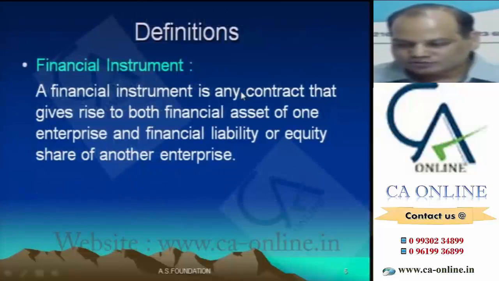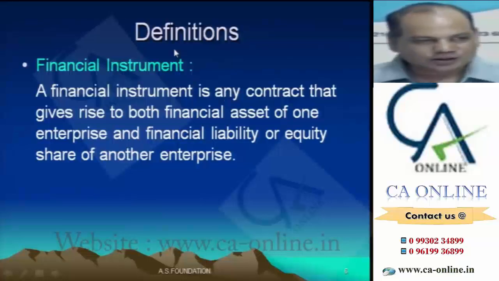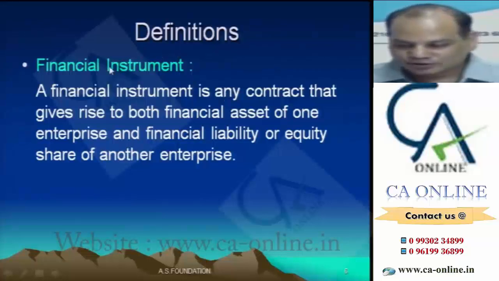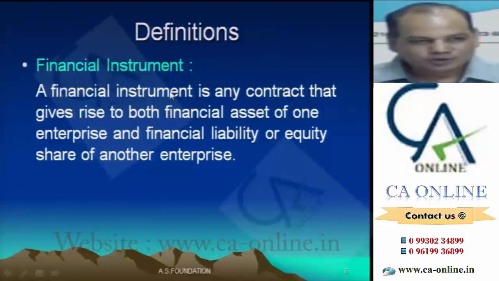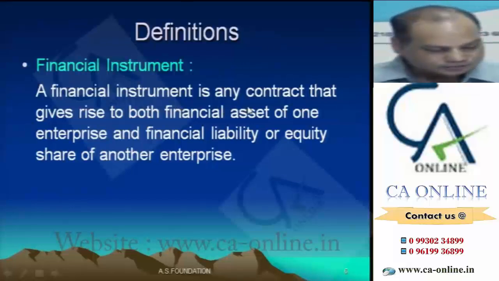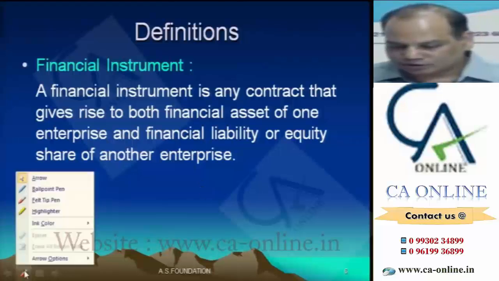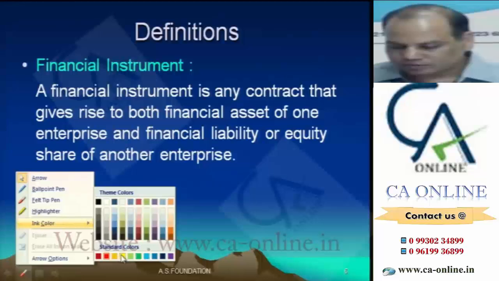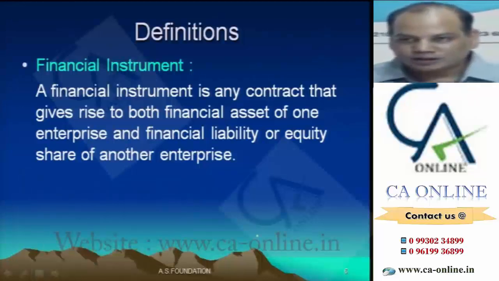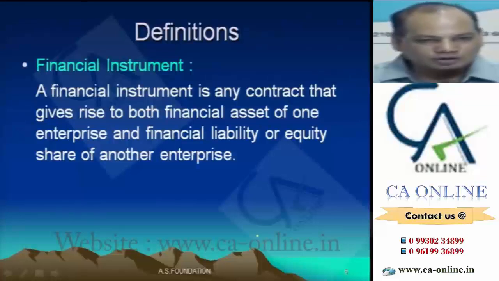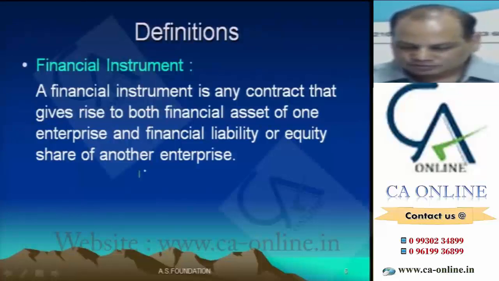Next is financial instrument. There is a whole accounting standard on financial instrument. In fact, there are 3 standards on financial instrument. That time we will study the meaning in detail. Today just understand a financial instrument is any contract that gives rise to both financial asset of one enterprise and financial liability or equity share of another enterprise. That is, it gives rise to financial asset to one enterprise, and the same instrument is either a financial liability or equity share of another enterprise. Example, debenture.